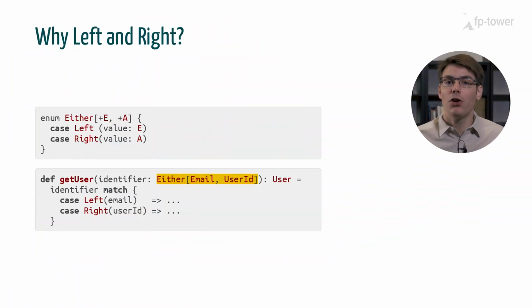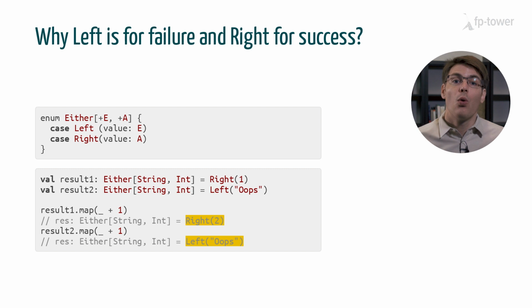By the way, you may wonder why the constructors of either are called left and right, and not something more specific to error handling, such as valid and invalid. This is because either is a very general concept. It can be used in contexts other than error handling. For example, we could define a function getUser, which takes an either of email or user ID. In this case, it means that the function accepts finding users using their email address or their user ID, so both inputs are accepted.